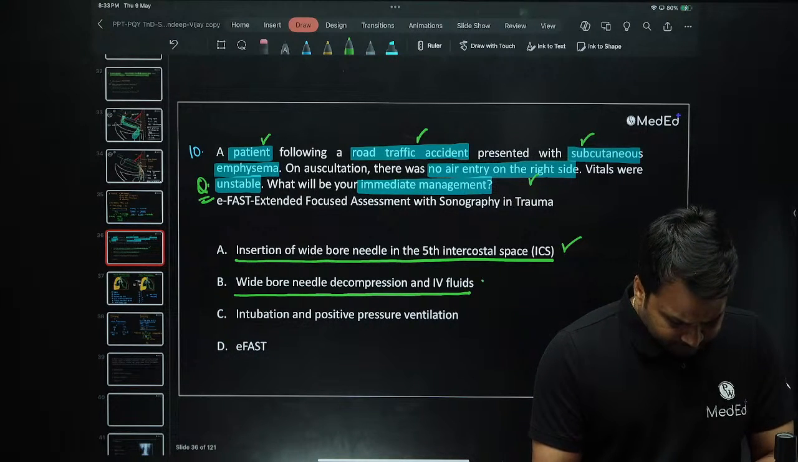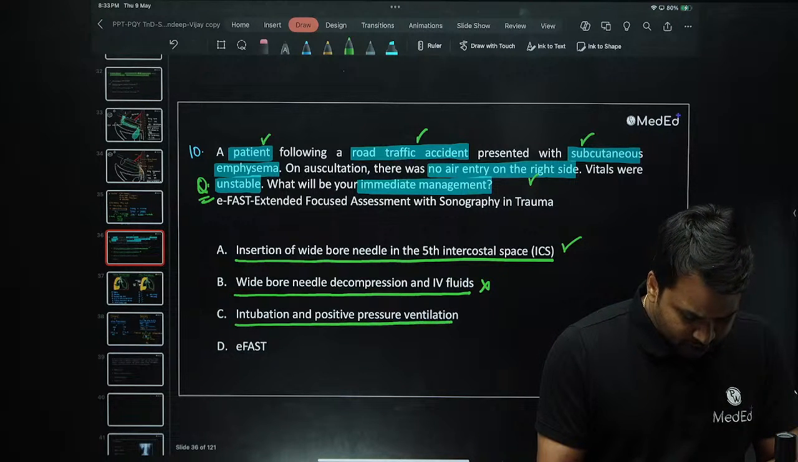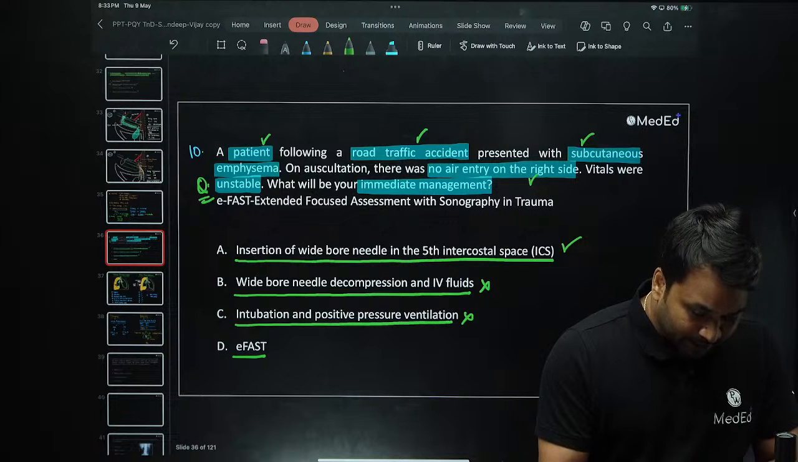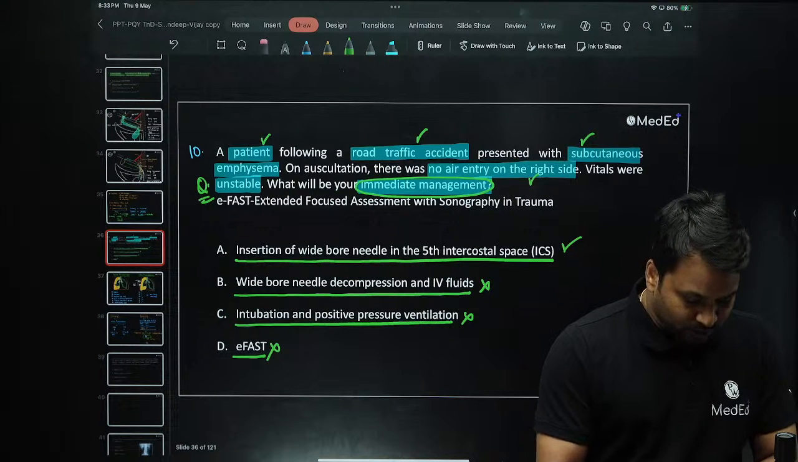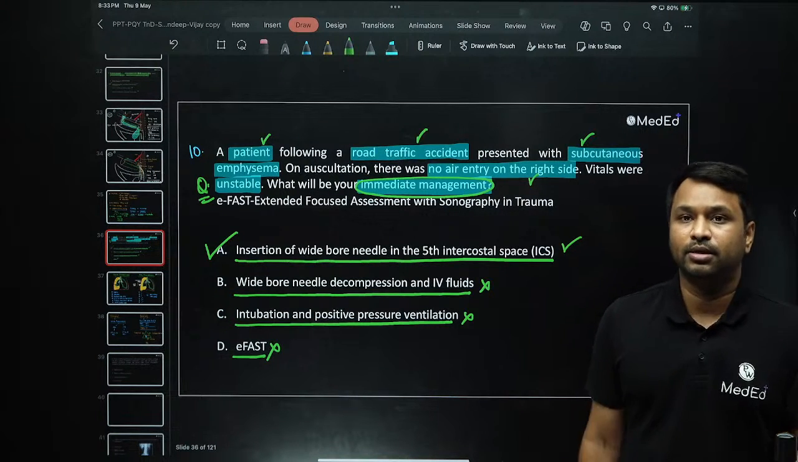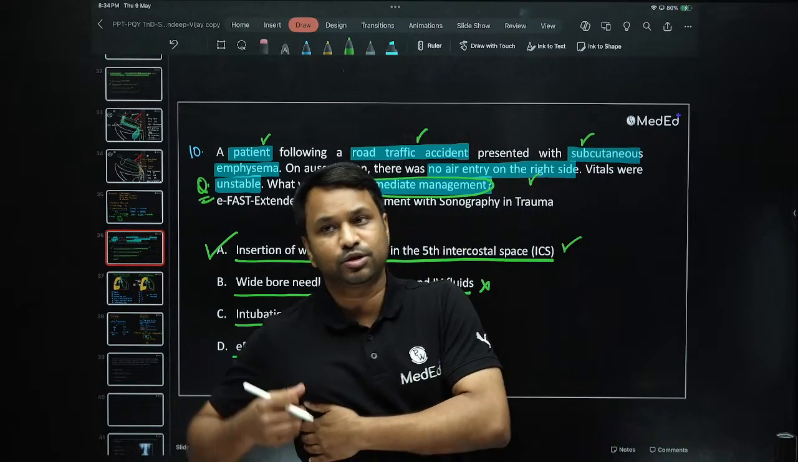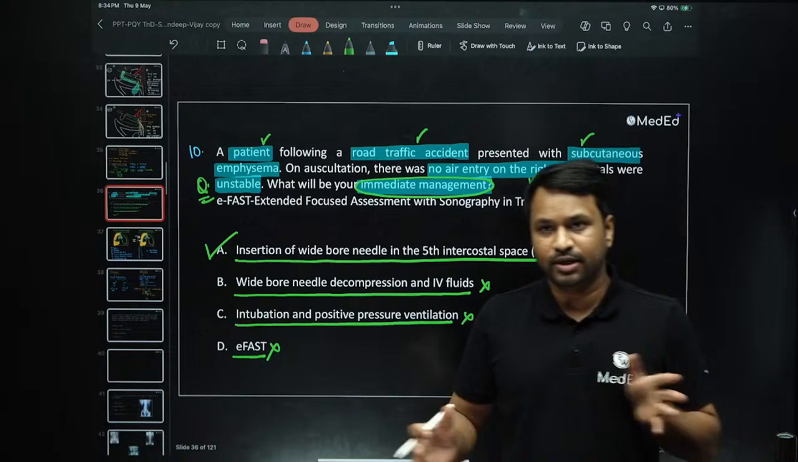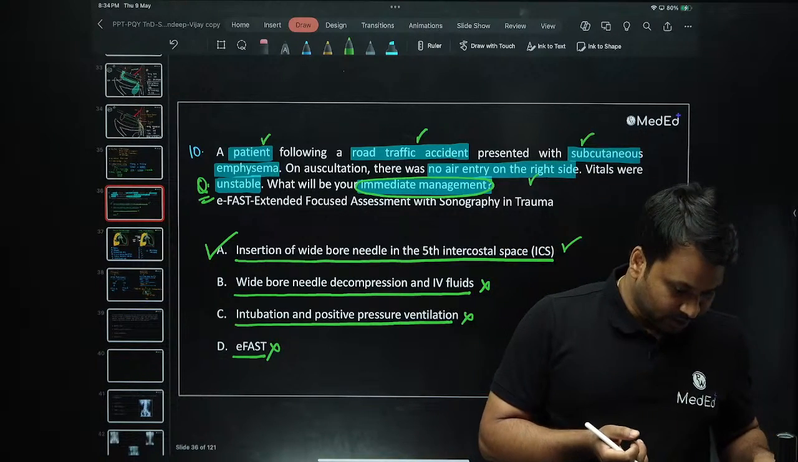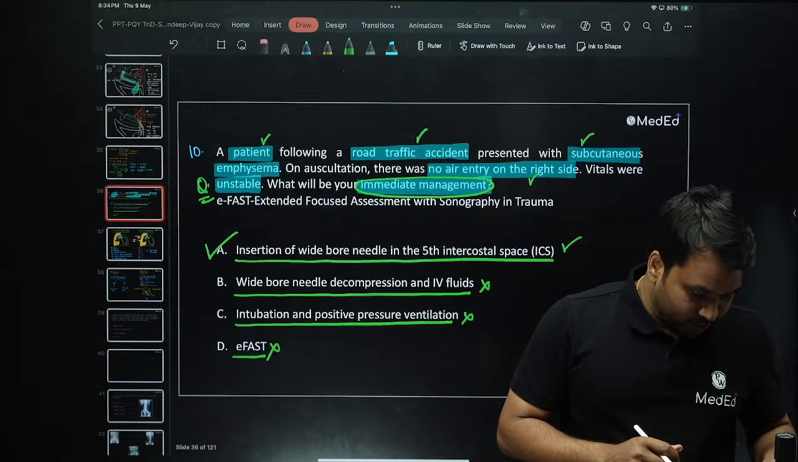Again, not a precise option. Intubate with positive pressure, not a precise option. E-FAST, if you are talking about immediate management, he is asking. E-FAST is not a management, it is a diagnostic tool. So the answer here is going to be A, right? So I would like to insert a wide bore needle in the 5th intercostal space, let it vent out. Okay? So venting is important so that it decompresses. Clear? So this was question number 10.